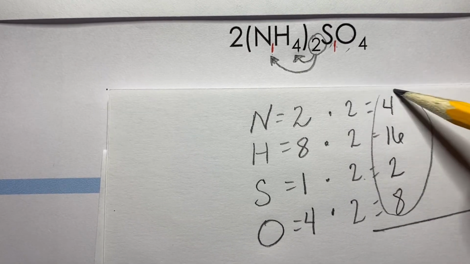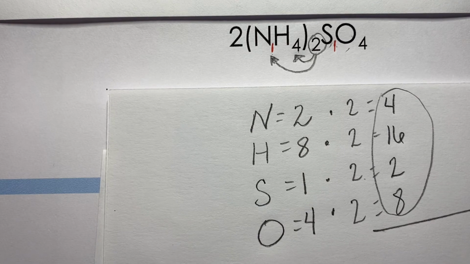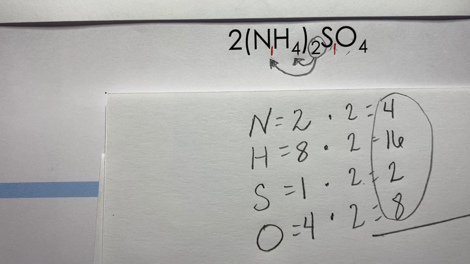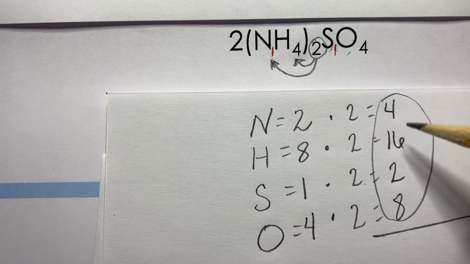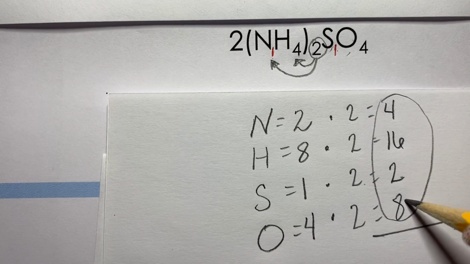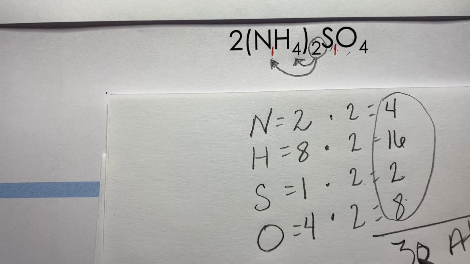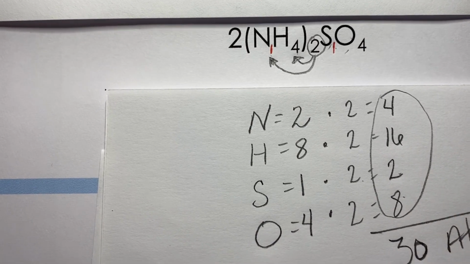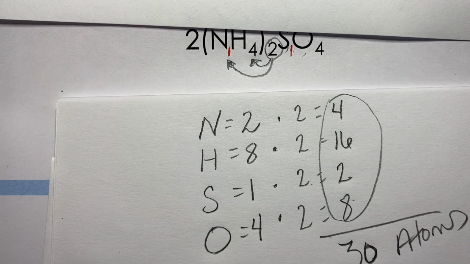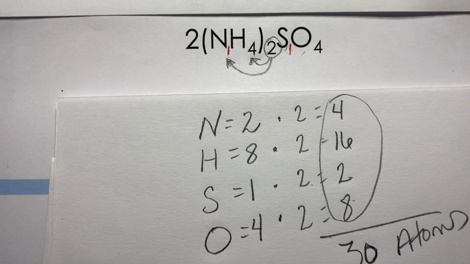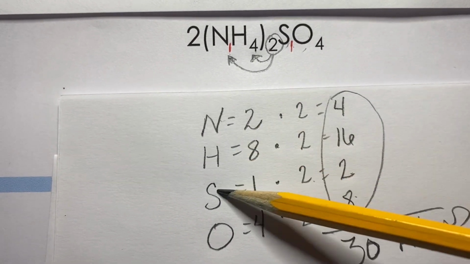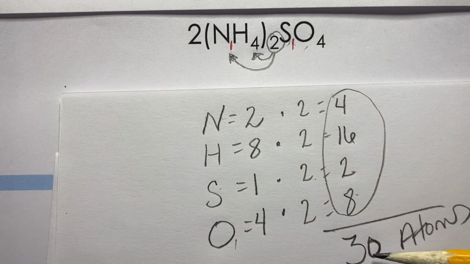Our total number of atoms in this equation is 4 plus 16 plus 2 plus 8. 30 atoms. And in this case, you have 1, 2, 3, 4 elements and 30 atoms.